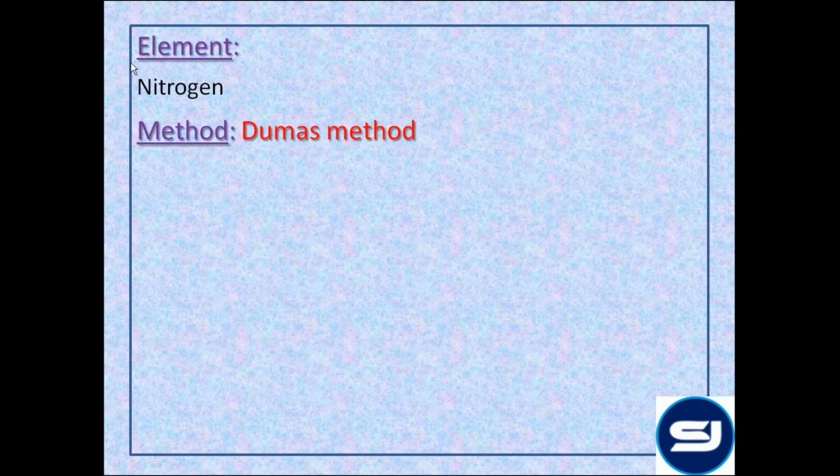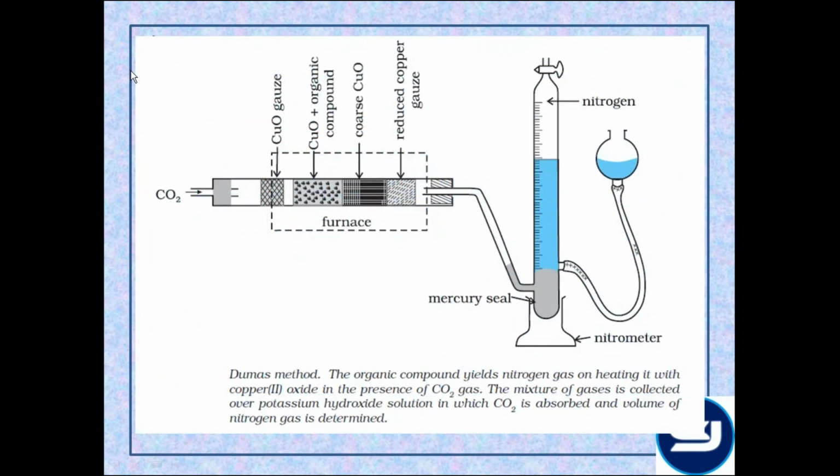Next is the estimation of element nitrogen. And nitrogen is estimated by two important methods. The first method is Dumas method and the second method is Kjeldahl method. Now let's see the apparatus of Dumas method.